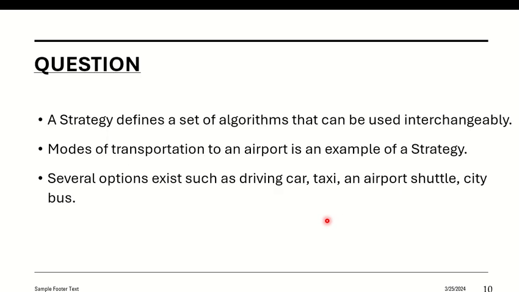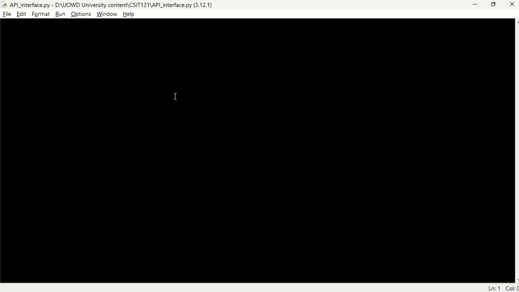Let's go into a function. Yeah, so we have here a question on this strategy. A strategy defines a set of algorithms that can be used interchangeably. Modes of transportation to an airport is an example of a strategy. We have several options: driving a car, a taxi, an airport shuttle, and a city bus. Let's go with the code.